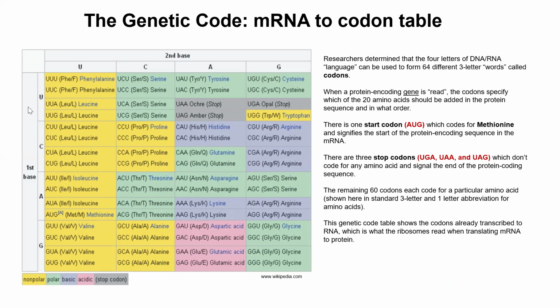And reading this, you start off with this side here, the first base. So for example, if we have U, you would go U, U, U, right? So we have first base, second base, and then we find the third base. And in this case, it would be phenylalanine. So that is the genetic code. It basically goes from mRNAs to proteins in amino acid codons.